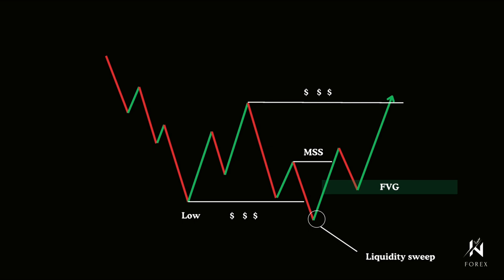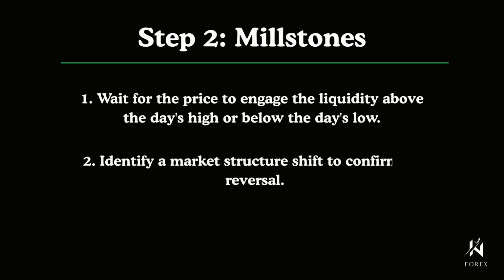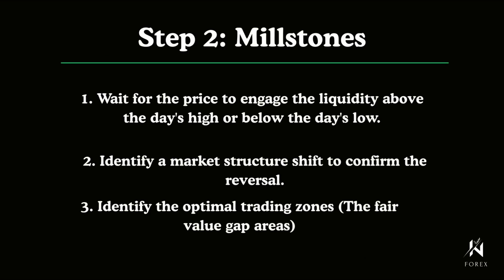The final and most critical step is to pinpoint the fair value gap, which becomes our ideal zone for entering a long position. So basically, the second step of the silver bullet trading strategy has 3 milestones. First, wait for the price to engage the liquidity above the day's high or below the day's low. Second, identify a market structure shift to confirm the reversal. Third, identify the optimal trading zones, which are the fair value gap areas.